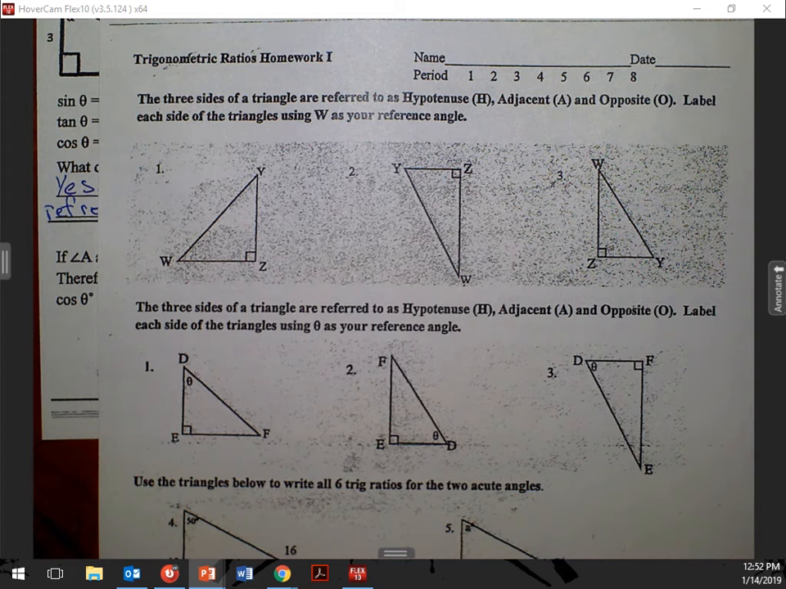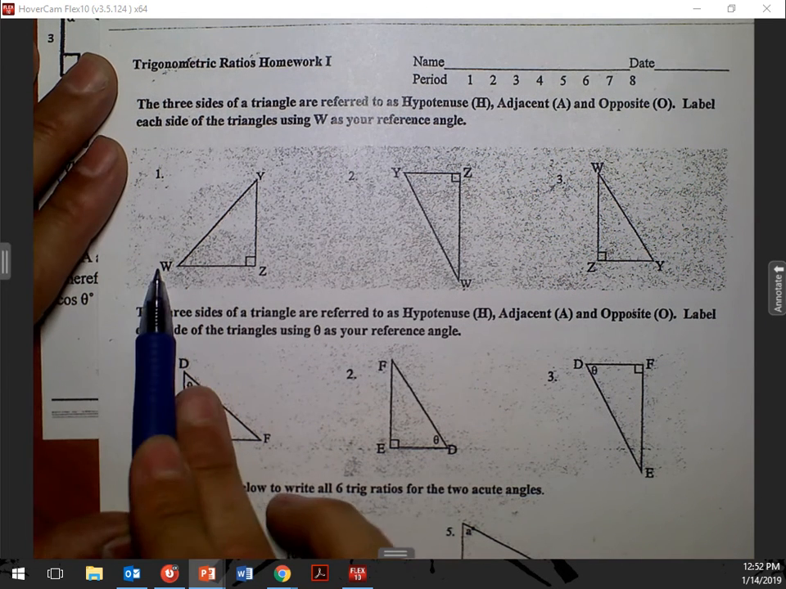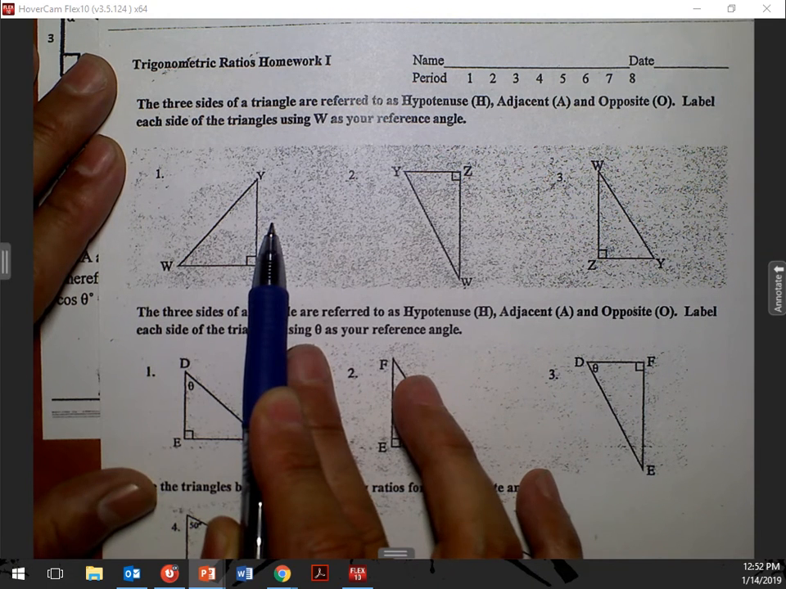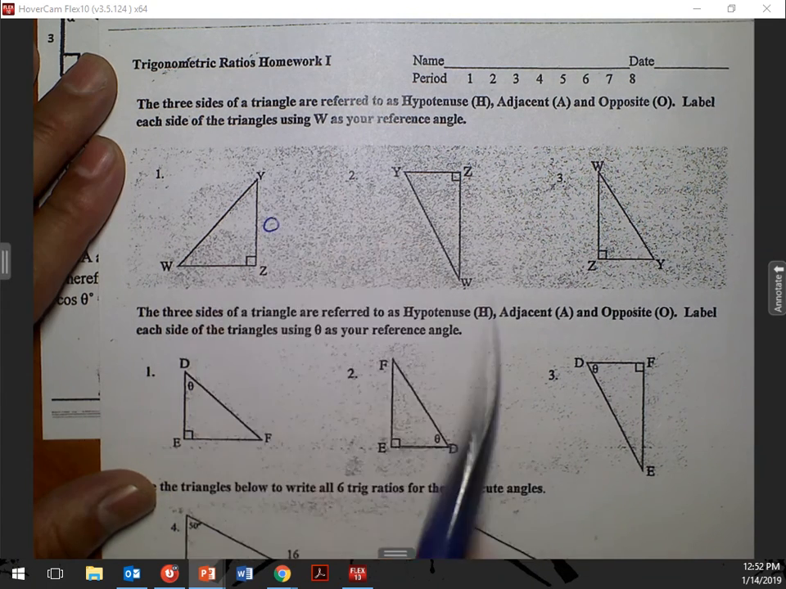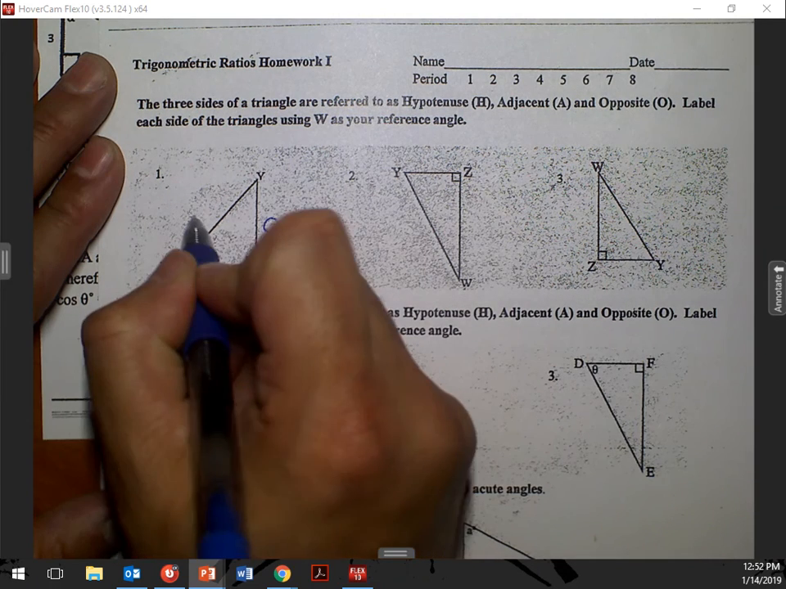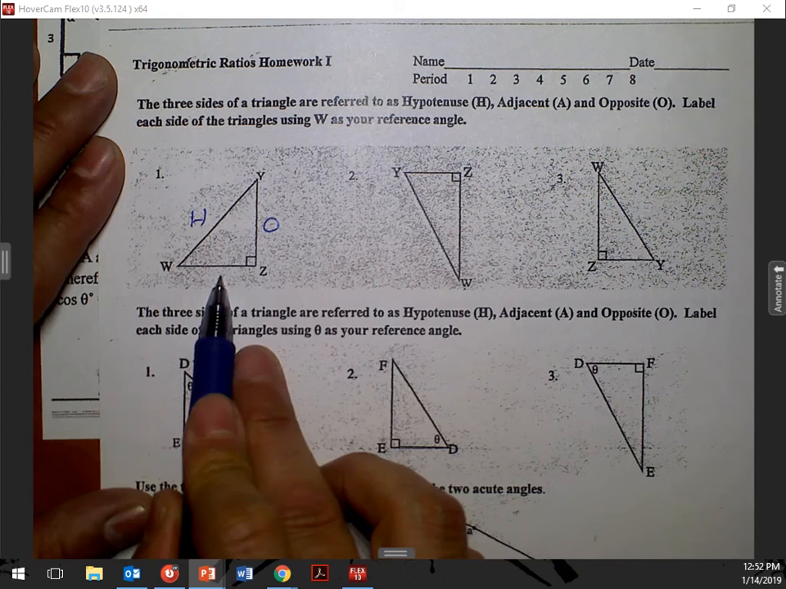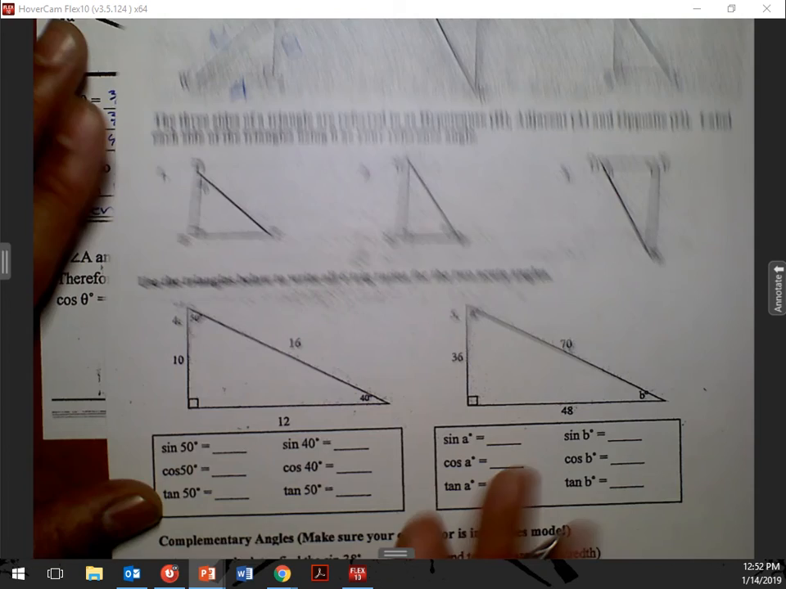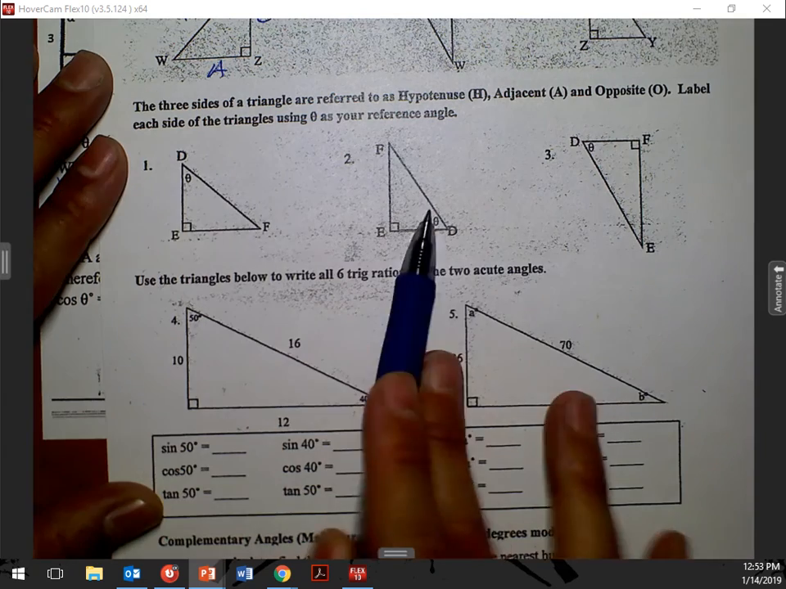It says three sides of a triangle are referred to as hypotenuse, adjacent, opposite. Label each side of the triangle using W as the reference angle. If W is the reference angle, this side over here is opposite. This side over here is hypotenuse. Down here is adjacent. Is that pretty easy, right? Now do the same thing, this time using theta as your reference angle.